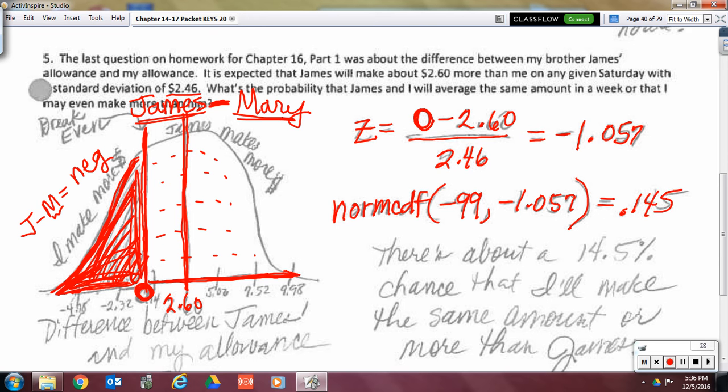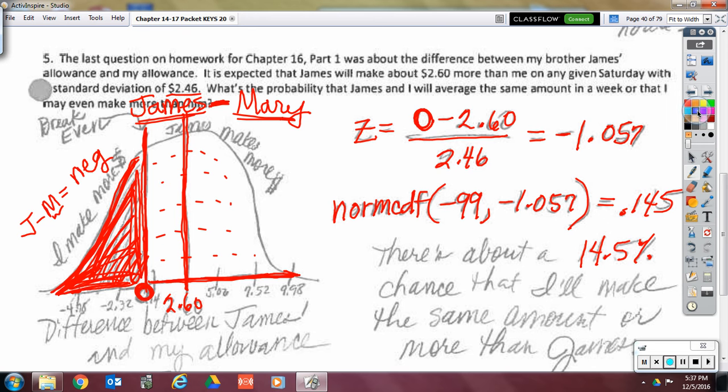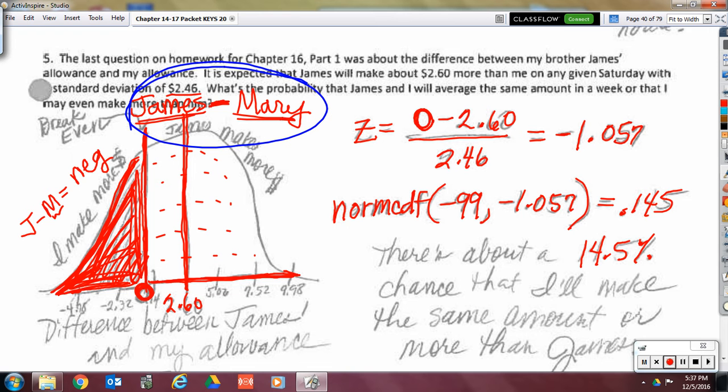So there's about a 14.5% chance that he and I will average the same amount of allowance from our parents, or that I would make more than he on that average difference. Okay? All right, so getting that set up is critical, and probably the most important part of that is this thing right here, paying attention to which way you subtract. So you have to write that down.